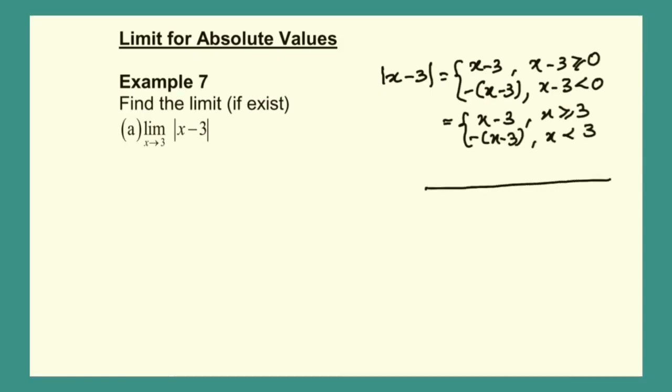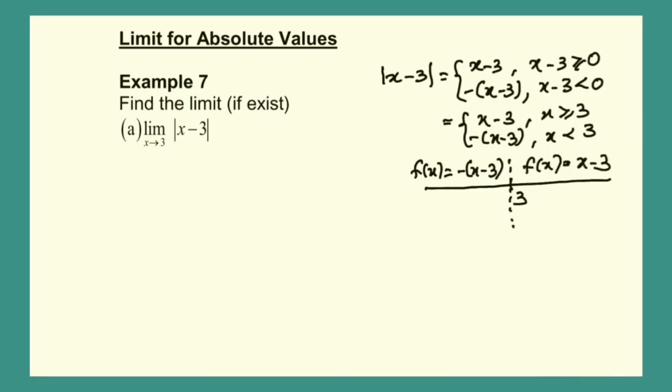Okay, draw a line to separate these two functions. 3 here, and then the function for the left is f(x) equal to negative (x minus 3), and for the right is f(x) equal to x minus 3.